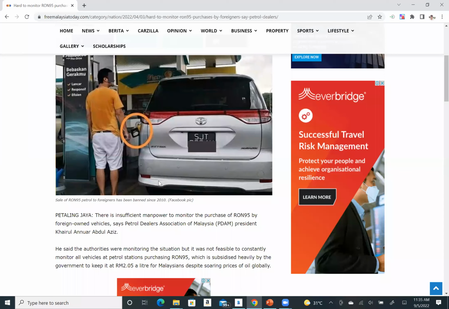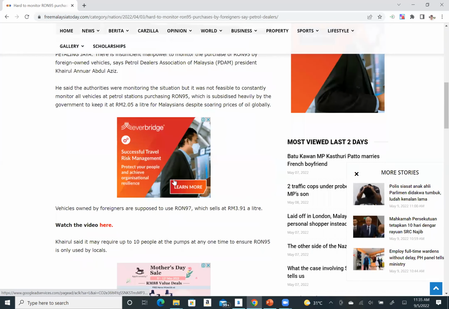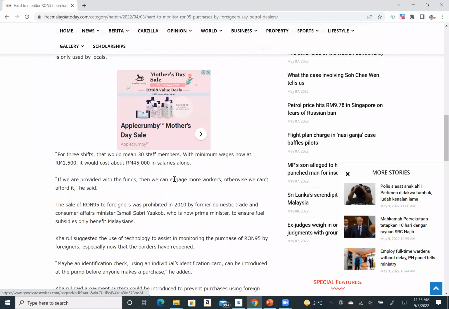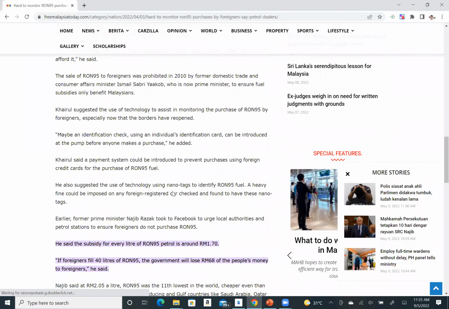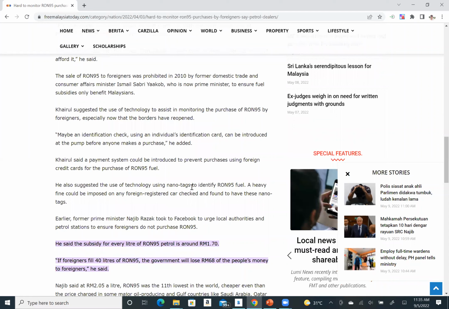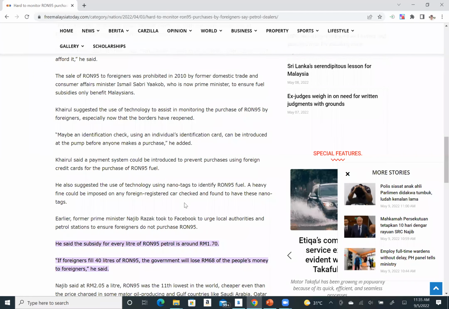If you have been following the news for the past few weeks after the PKP was lifted, Singaporean cars have been coming in. One of the problems is that they are using our subsidized RON 95 fuel, because that subsidy is supposed to be just for Malaysia. But when they come in, they also take it. Actually they cannot, but that is beside the point.